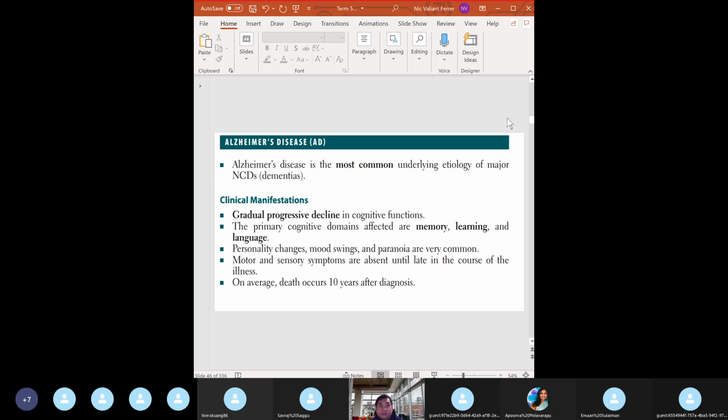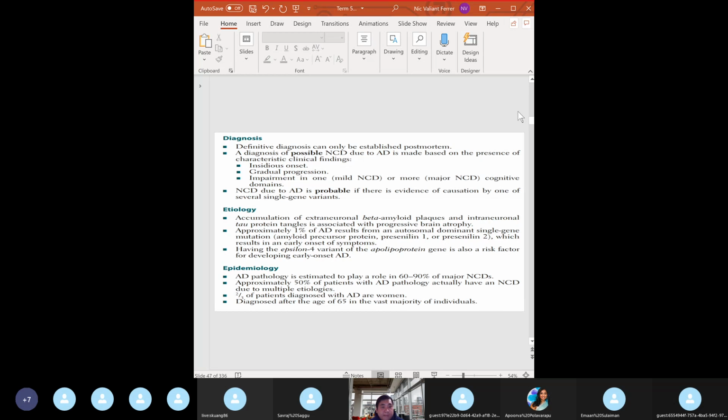Alzheimer's disease, most common etiology of your major dementias. Gradual progressive decline. It can affect memory, learning, language, some personality changes. So don't forget, for this one, Alzheimer's, you have accumulation of your beta amyloid plaques and intraneuronal tau protein tangles. The beta amyloid plaques are extraneuronal, outside the neuron, and the thing that's inside the neuron are your tau protein tangles.